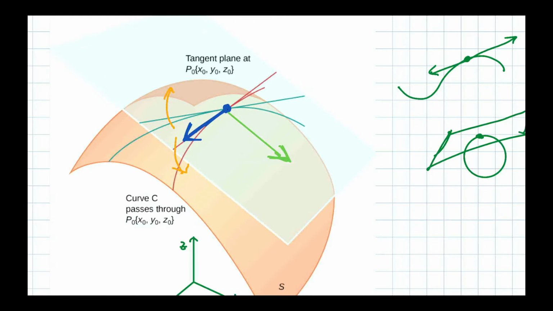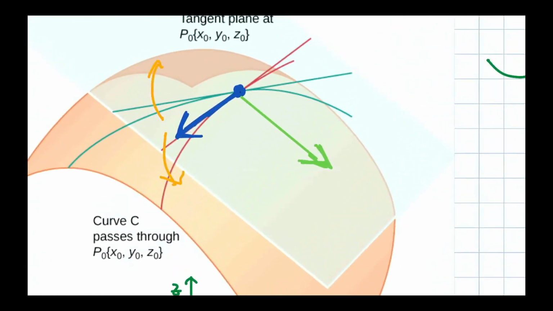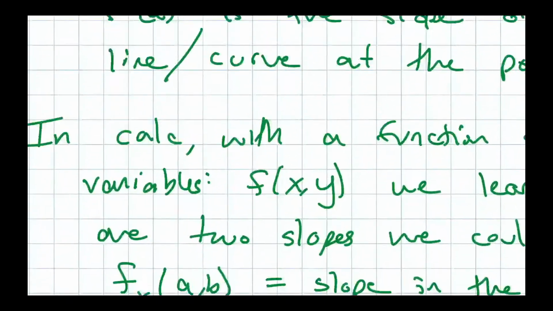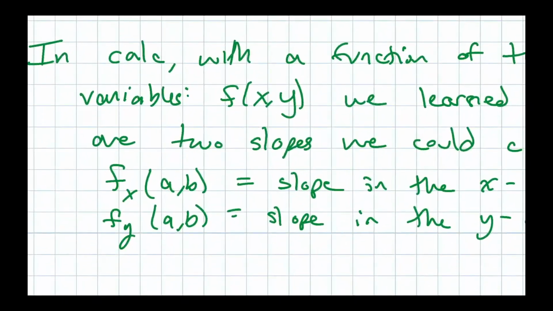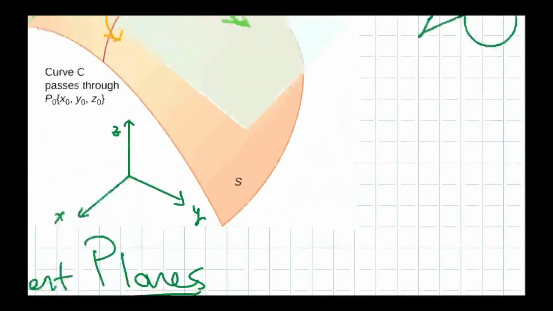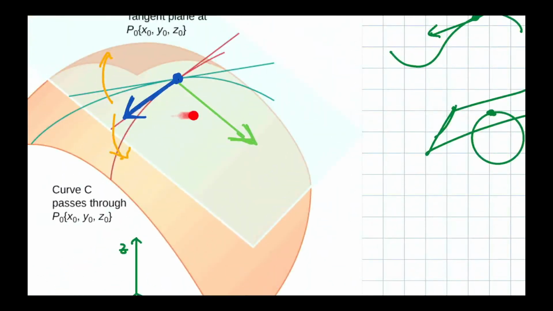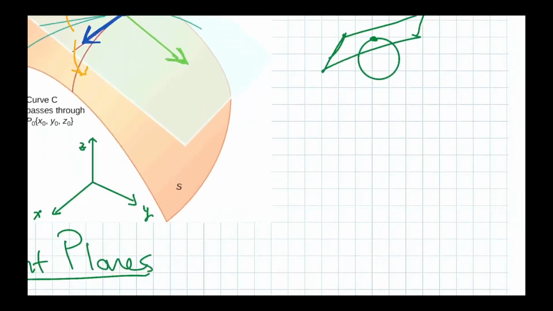Okay, and so those two vectors that I drew here, this blue one and this green one, are going to be vectors that we want. They're not actually fx and fy, because fx is a number and fy is a number. So that's not what these two vectors are on this graph. What they are, though, is the following.